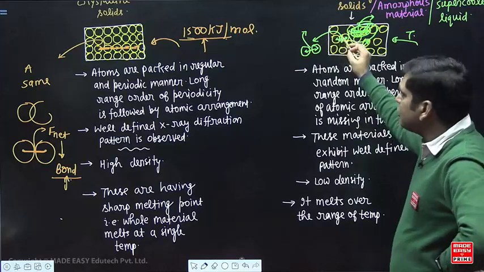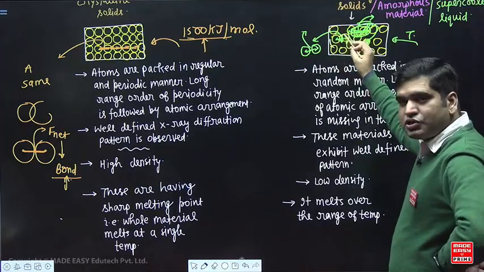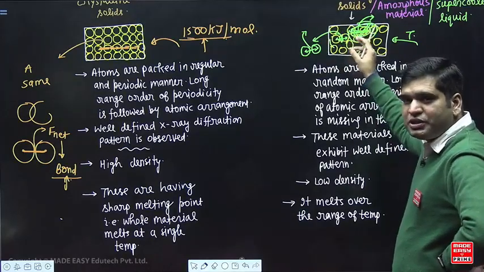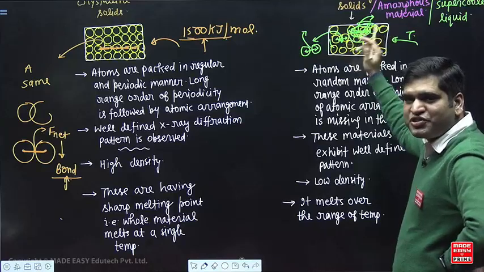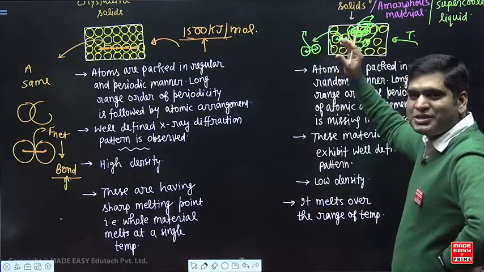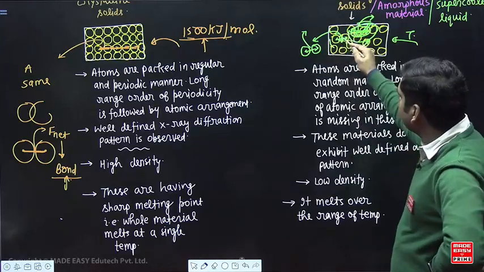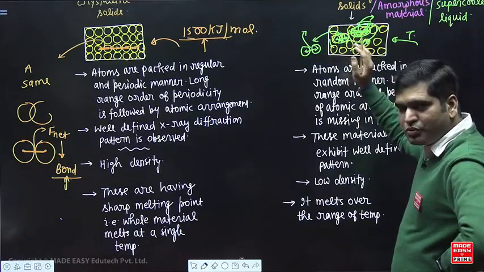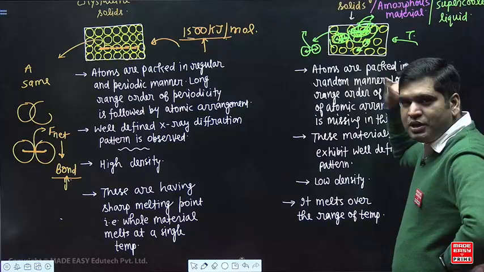So at this point the material has started to melt, but it is still there. Now the material is not completely solid, nor completely liquid. It is a mixture of solid and liquid. To make it completely liquid, you need to increase the temperature further. When the temperature is increased further, these bonds will also be broken and the entire material will become liquid.